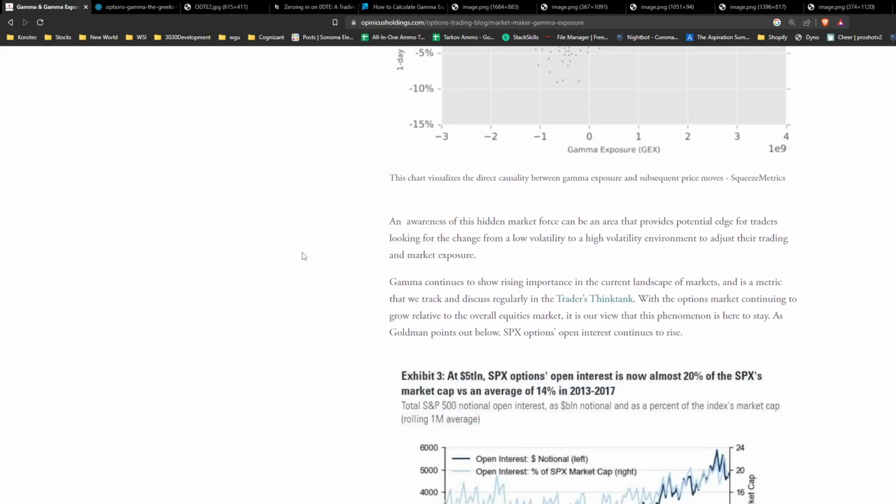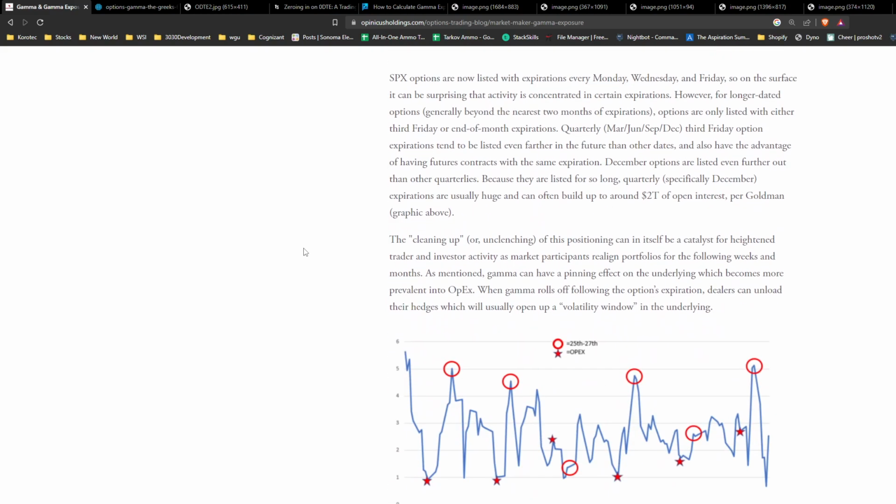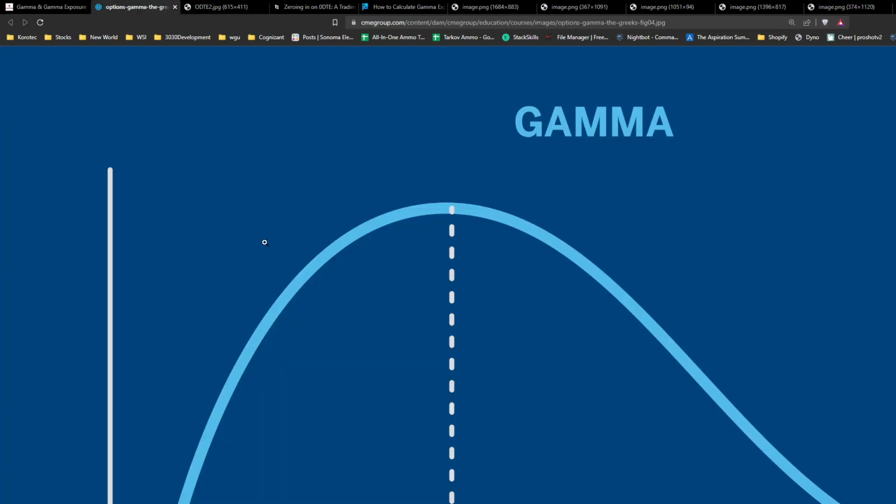Now, I think I'm going to skip most of this. I wanted to go into just this graphic here, discussing the gamma curve itself. You guys can kind of see this as a bell curve. Essentially all this is showing is that at the money gamma is where gamma is mostly going to be affected. So the further out of the money you get, or in the money you get, the less influence gamma is going to have.